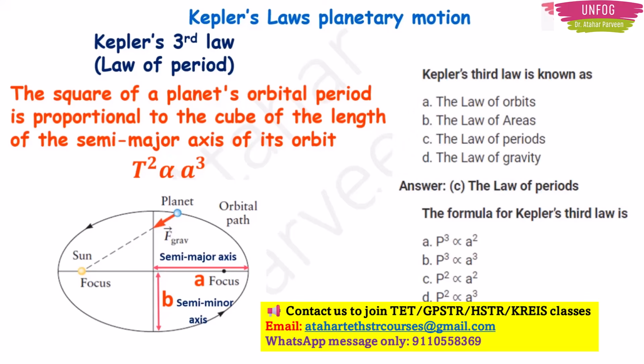Questions based on this could be like this. Kepler's third law is known as the law of periods, or the formula of Kepler's third law is, here for period they have given P, no problem. So P square is proportional to A cube.